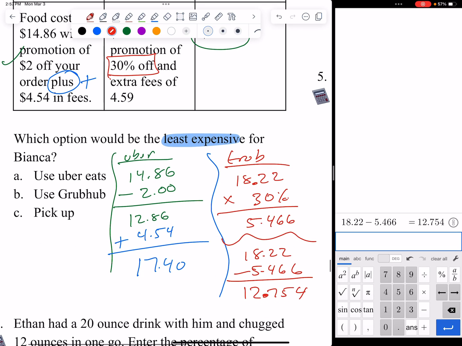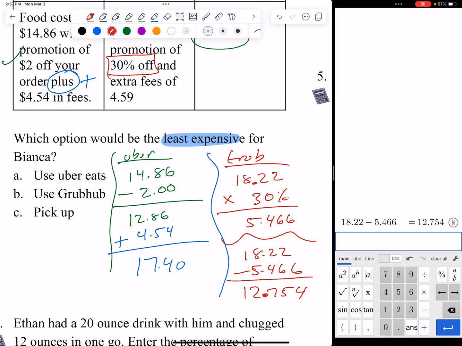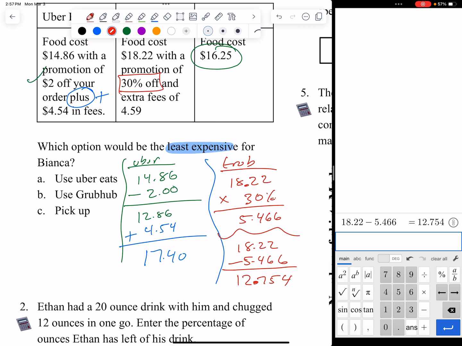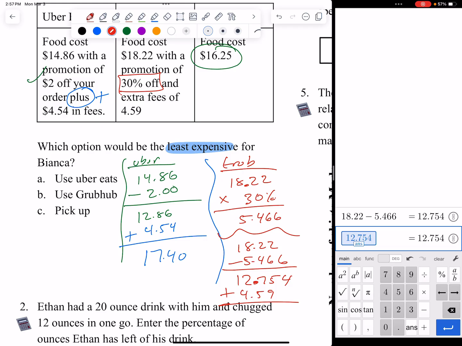Okay, and I'm just going to three decimal places, not that bad. I'll just leave it. But for my extra fees, now I'm going to add $4.59. So I'm going to take that answer of 12.754 and add 4.59, and that's going to give me 17.34. So Grubhub is 17.34. So which one's the best option?